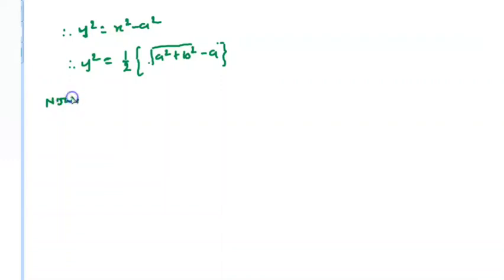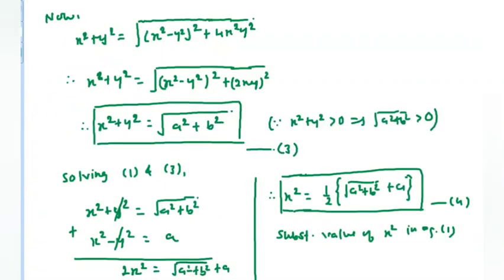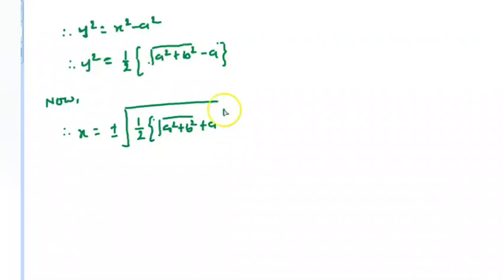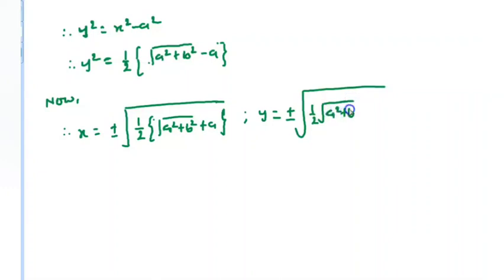Now we'll take the square root. x will be plus or minus square root of half into square root of a square plus b square plus a, and y will be equal to plus or minus square root of half into square root of a square plus b square minus a.